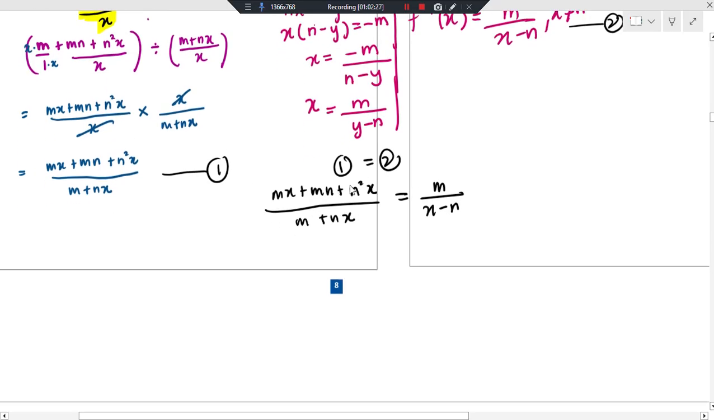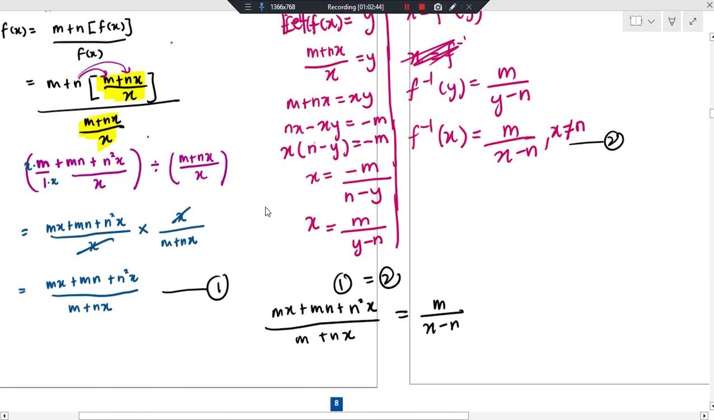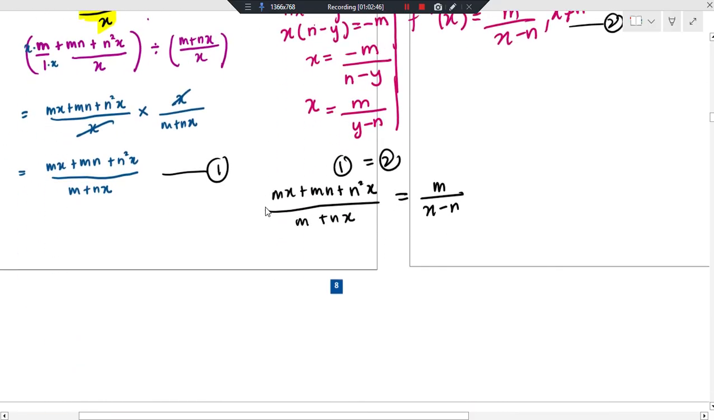Show that m square plus m plus n square. Okay, I know it's not logical, but just give a try. Saya darab silang. This one I will get 6 terms, man. Oh my god.